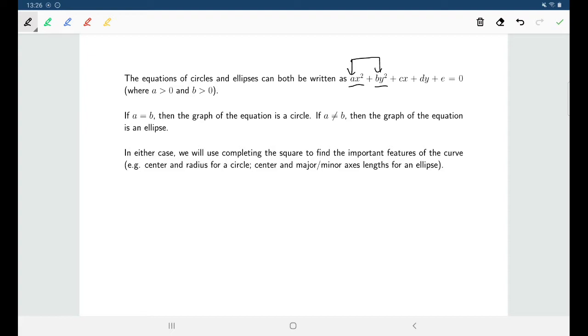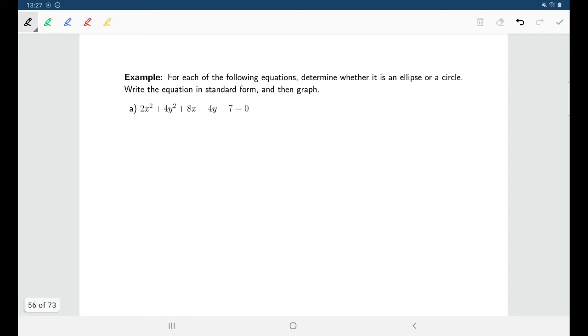Now, in either case, if you wanted to figure out the relevant features for that circle or that ellipse, you're going to need to do some completing the square to make that happen. Because, of course, you're going to want to take that x squared and x term and rewrite it as x plus a number or x minus a number squared, and you'll want to do the same thing with the y squared and y. And for both of those, we use completing the square.